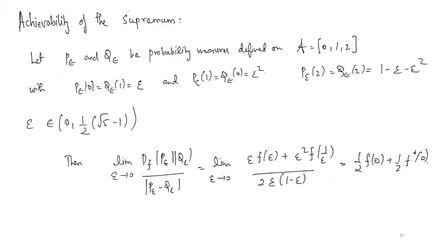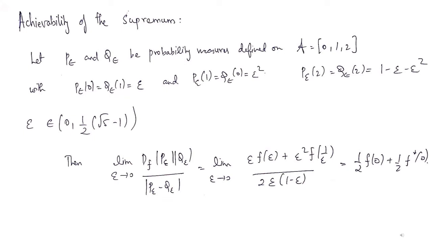So, since we have derived a relationship between total variation distance and f divergence, let us see where the supremum is achieved. Let us define two probability measures P epsilon and Q epsilon on a sample space consisting of 0, 1, 2, such that P epsilon of 0 equals Q epsilon of 1 equals epsilon, and P epsilon of 1 equals Q epsilon of 0 equals epsilon square, and P epsilon of 2 equals Q epsilon of 2 equals 1 minus epsilon square. Here, epsilon ranges from 0 to 1 by 2 into root of 5 minus 1 by 2.